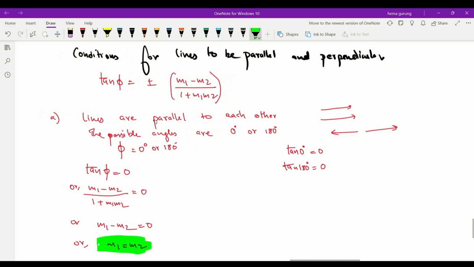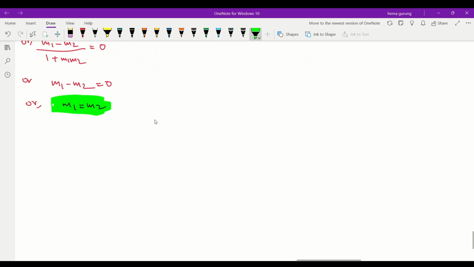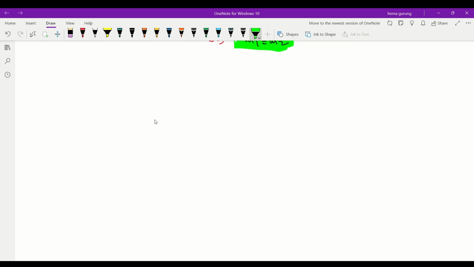Now similarly, when the lines are perpendicular to each other, what are the possible values of the angle? The possible value of the angle is 90 degree.